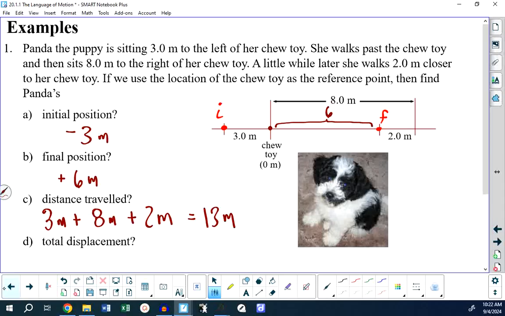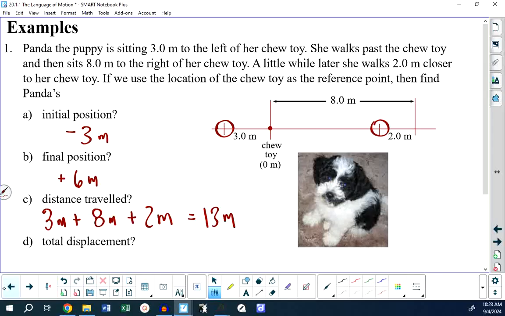Now, what's her total displacement? The word total is used because we can use the idea of adding things, and I'll show you that in a second. But displacement is where an object ends up compared to where it started. So if we clear the slate here, this is where she starts, this is where she finishes. That's the bottom line. It doesn't matter what happens in between. So it doesn't matter what the reference point is. There's an answer to this question regardless of the reference point. And the answer is going to be 9 meters to the right.